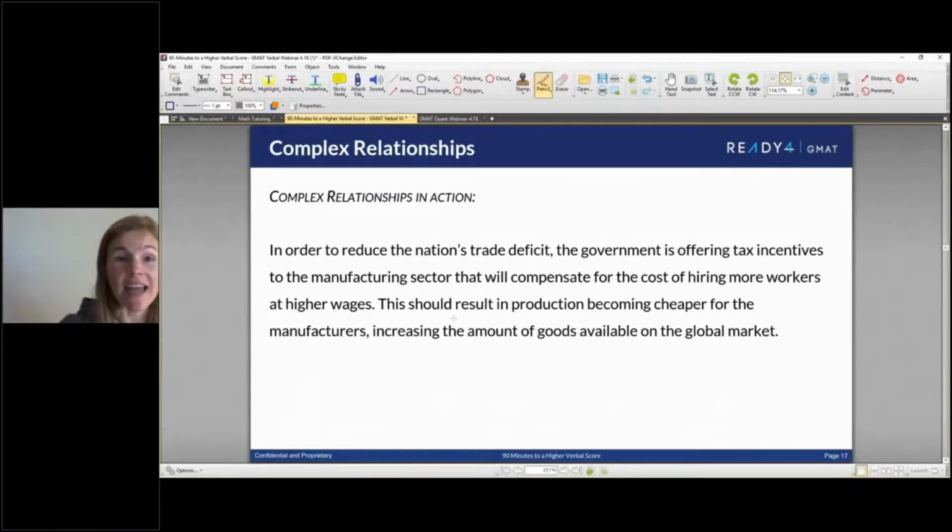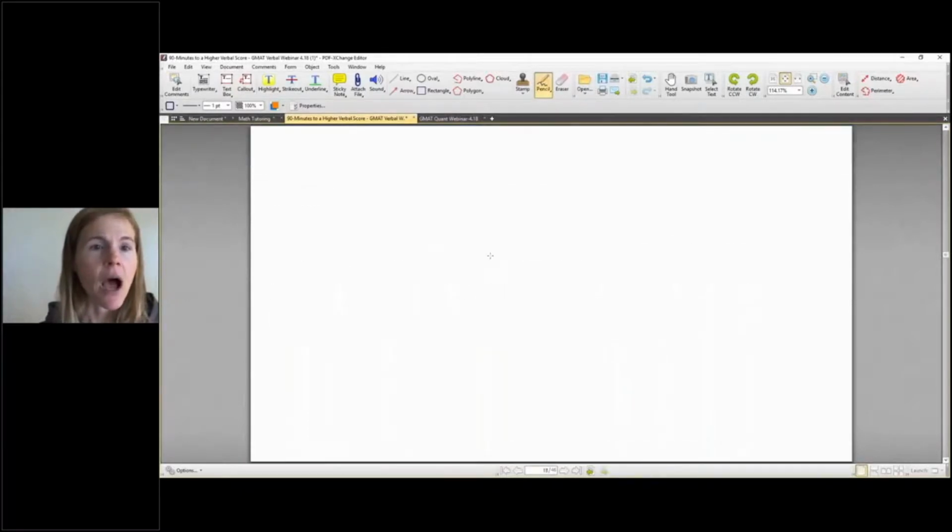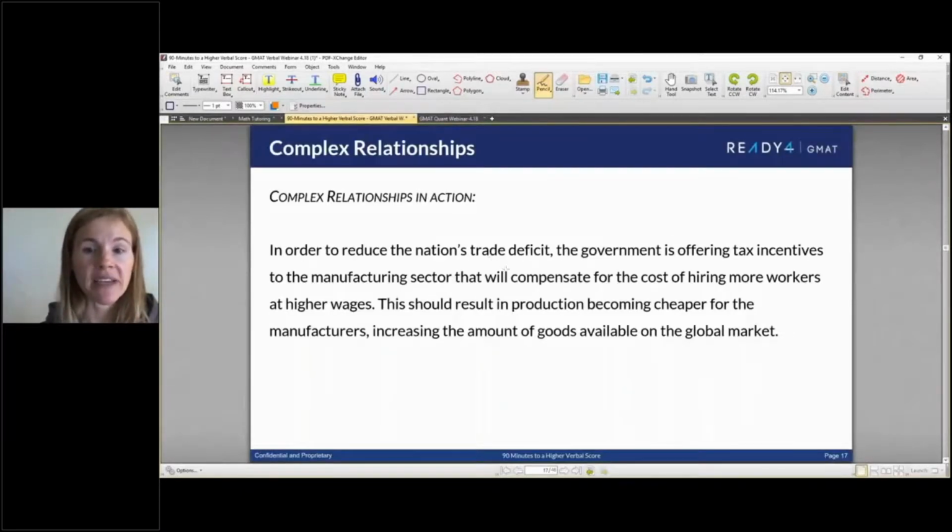Okay, so here we have an example of something that works that way. This is about the nation's trade deficit, okay? What I would like you to do is tell me what is the conclusion. And again, I'll give you a minute and a half. This time, though, I'm not going to underline. Just tell me which part of this passage is the conclusion, okay? So you got a minute and a half, and your time starts now.